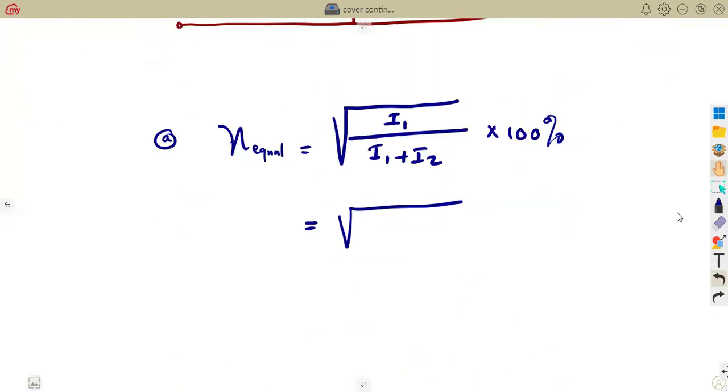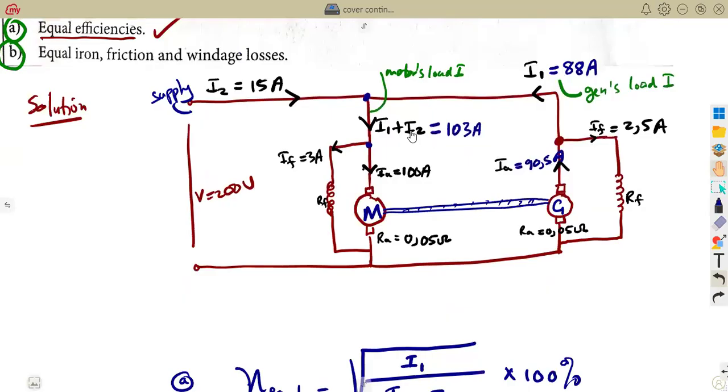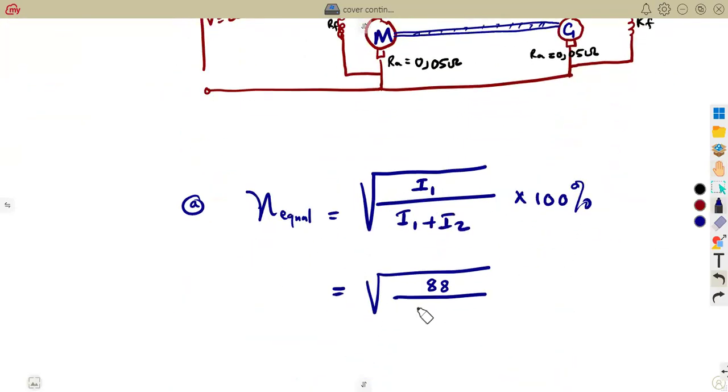So that was going to be 88. So we've got 88 over I1 plus I2, which is the motor's current. We calculated this one. Remember, we got 103. The motor's current, it was 103. Just like that. You multiply it by 100%, whatever you're going to have at the end. You have what you refer to as the efficiency.